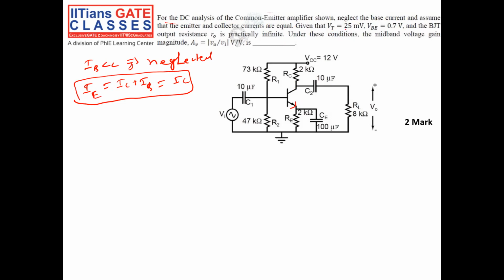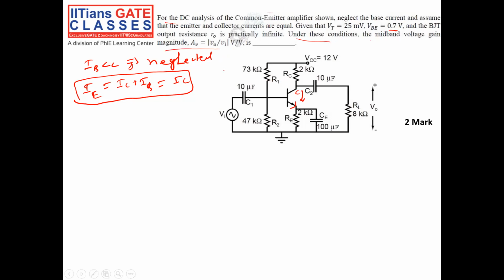Given VT is equal to 25 millivolt, VBE is 0.7 volt. The BJT output resistance is practically infinity. The output resistance is the resistance looking from the collector towards the downside. It will be infinity. That is good. Under this condition, find the midband gain AV equal to V0 by Vi.